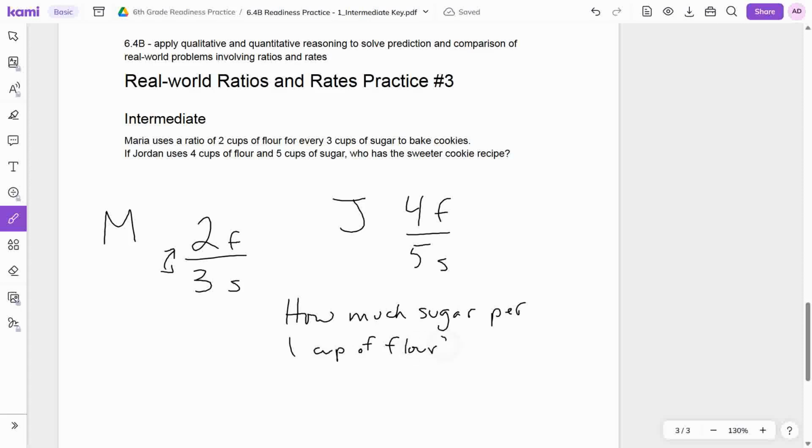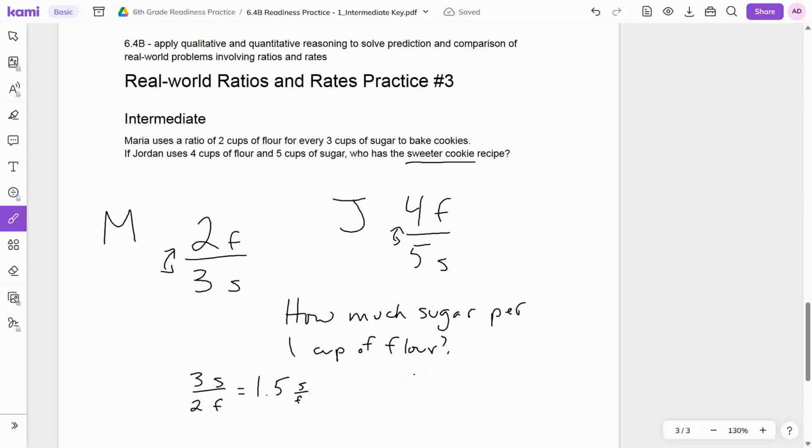And the reason I'm asking that question is because sweeter has to do with how much sugar you have in there. So I'm going to take each of these and I'm going to flip it. I'm going to say I've got 3 cups of sugar for 2 cups of flour. Okay, so I want that unit rate. So I want to divide 3 by 2. So that's going to equal 1.5. 3 halves is 1.5 cups of sugar per flour, right?